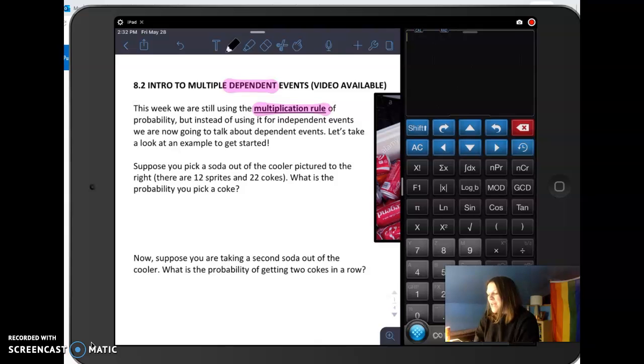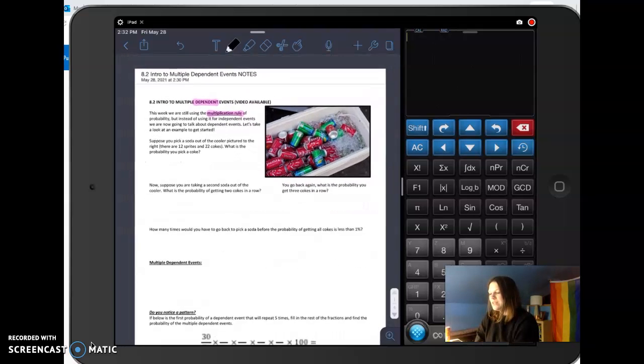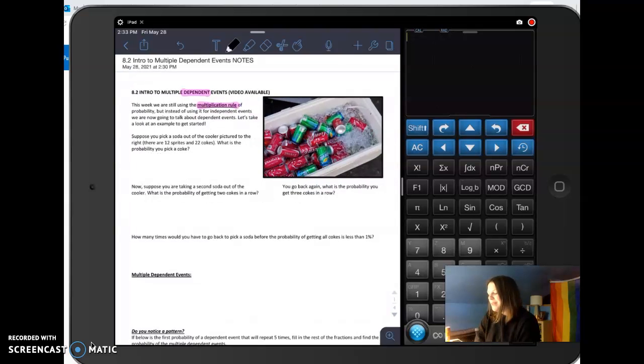Okay, let's get started here. So the example we're going to start with is, suppose you pick a soda out of the cooler. Picture to the right, there are 12 Sprites and 22 Cokes. What is the probability that you pick a Coke? So you're just finding one probability.